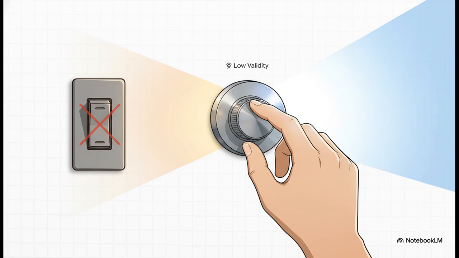Now here's a really key point. Validity isn't like a simple on or off switch. It's not a yes or no question. It's much more like a dimmer switch. A tool can have low validity, moderate validity, or high validity. The goal for any researcher is to pile up enough evidence to prove their tool is way up on the high end of that scale.